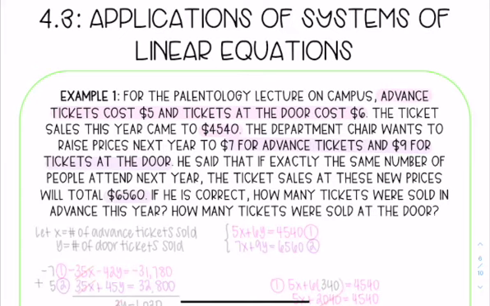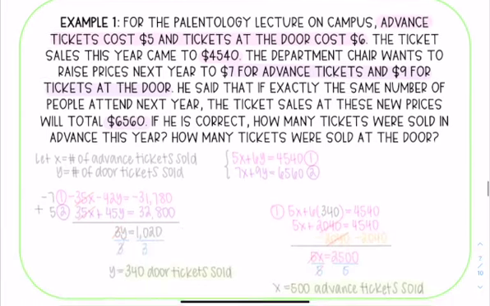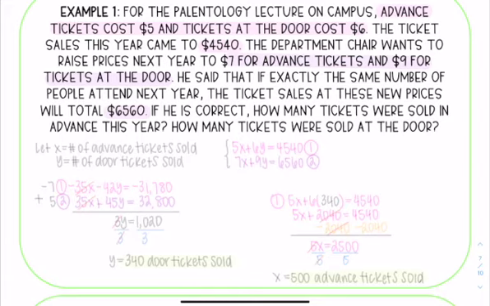So for equation number 1, for the paleontology lecture on campus, advance tickets cost $5 and tickets at the door cost $6. The ticket sales this year came to $4,540. The department chair wants to raise prices next year to $7 for advance tickets and $9 for tickets at the door. He said that if exactly the same number of people attend next year, the ticket sales at these new prices will total $6,560. If he is correct, how many tickets were sold in advance this year? How many tickets were sold at the door?